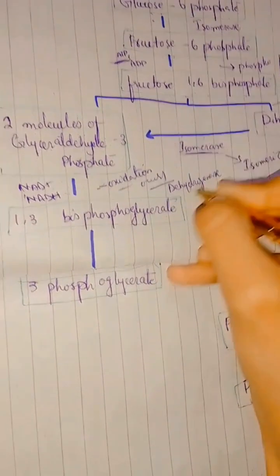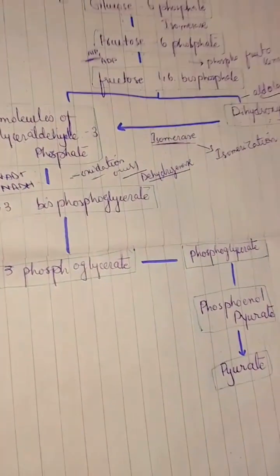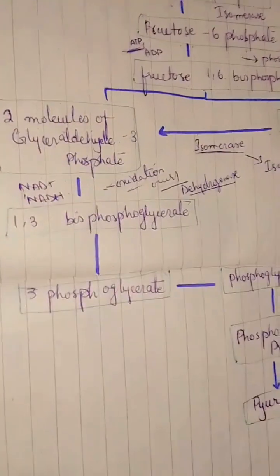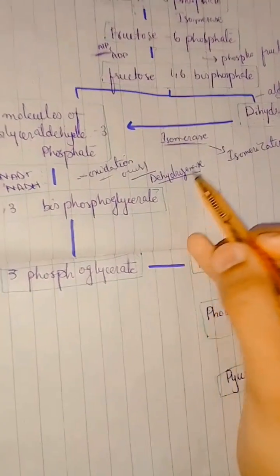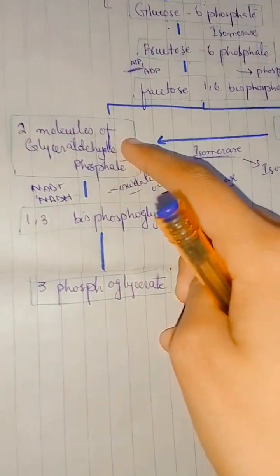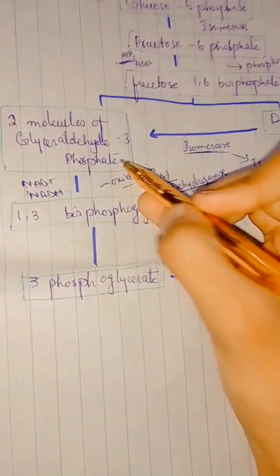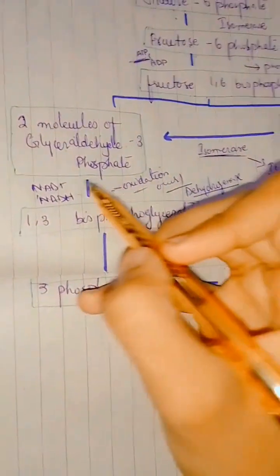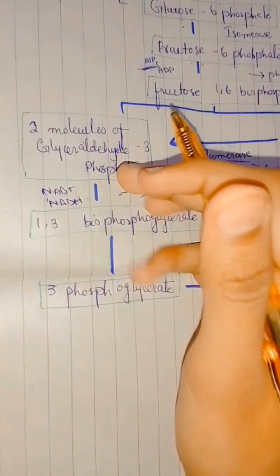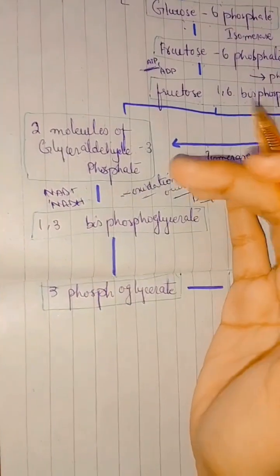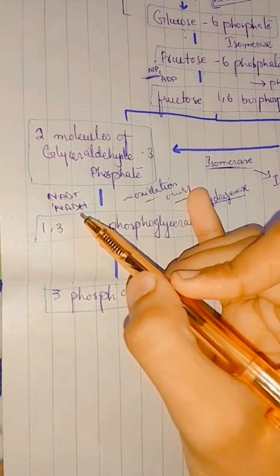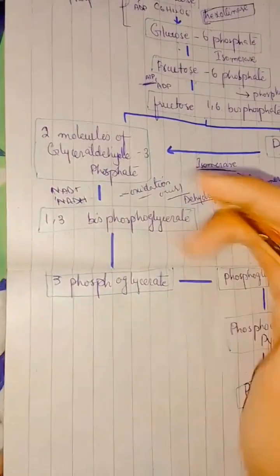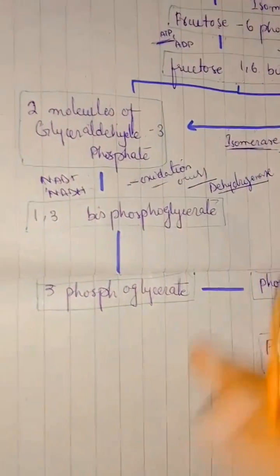dehydrogenase enzyme. Dehydrogenase means the removal of hydrogen. That enzyme helps to remove the hydrogen from these molecules. So basically oxidation occurs here, there will be a removal of hydrogen. So the NAD ion accepts these hydrogen ions and converts into NADH, and then the molecule converts into 1,3-bisphosphoglycerate. Then what will happen?